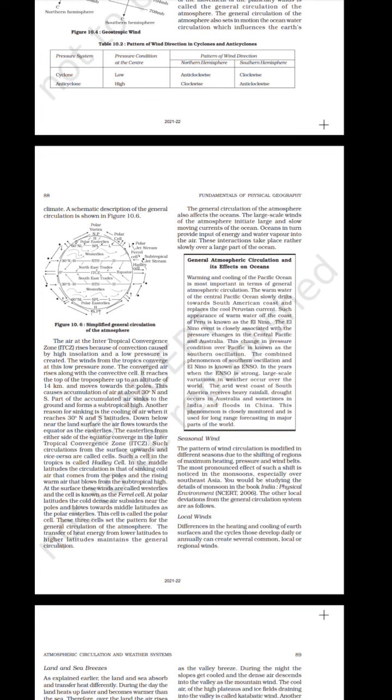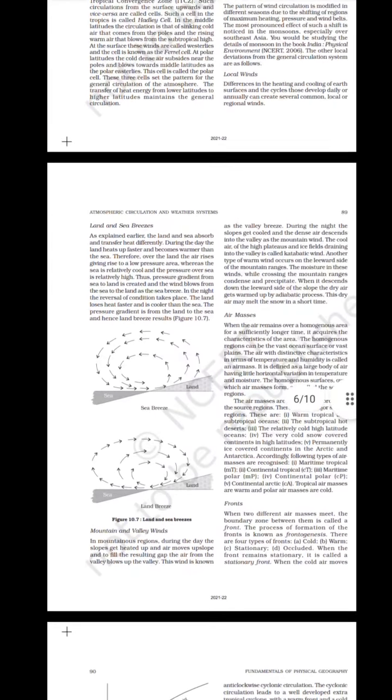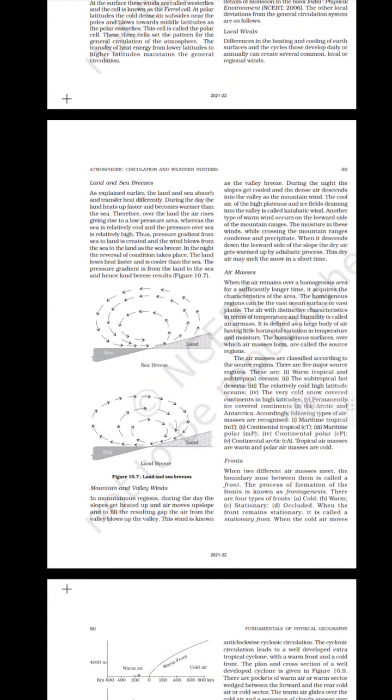The other local deviations from the general circulation system are as follows. Local winds: differences in the heating and cooling of Earth's surfaces, and the cycles that develop daily or annually, can create several common local or regional winds. Land and sea breeze. Take a look at figure 10.7, land and sea breeze. Sea breeze, sea, land. Land breeze, sea, land.